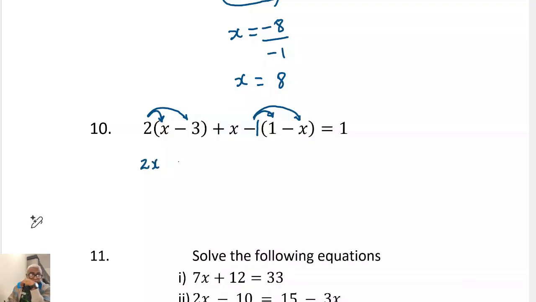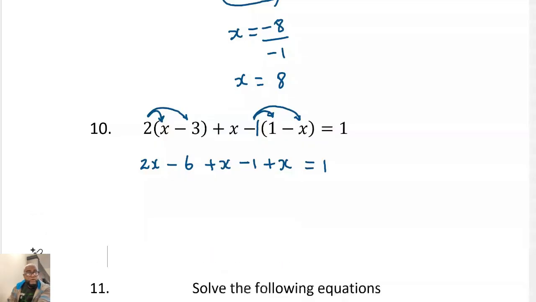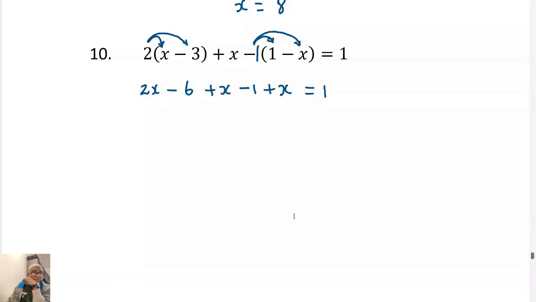2x minus 6 plus x. That x stands by itself. Minus 1, because negative 1 by positive 1 gives you negative 1. Negative, watch it there, Bob. Negative 1 by negative x will give me positive x. Fix it, Bob. And this is equal to 1. Right? What's the next thing we put in here, Bob? Call out the next line. What's the next line here?